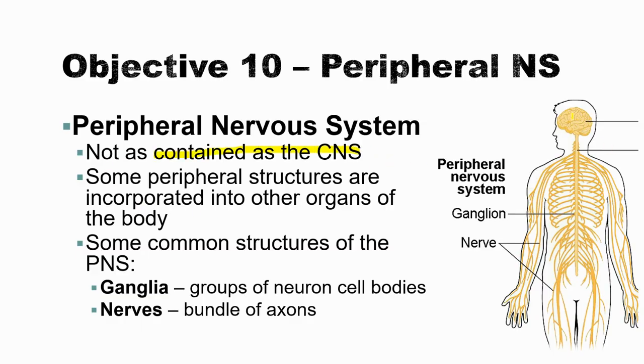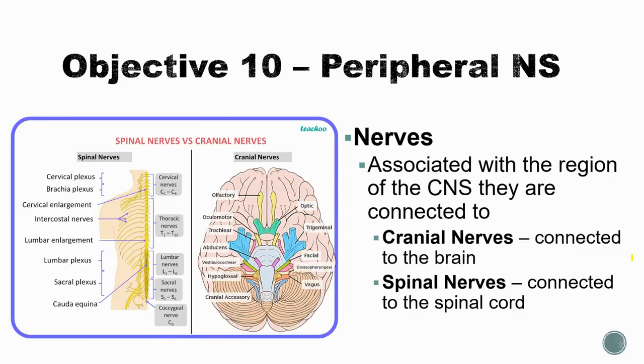Okay, so here you can see the brain and the spinal cord for the central nervous system, and as you can see, the peripheral nervous system goes out to the rest of the body. So just kind of a review of some vocabulary. A ganglia is a group of cell bodies in the peripheral nervous system, and a bundle of axons forms your nerves that are going to be these structures that you can see in the picture there.